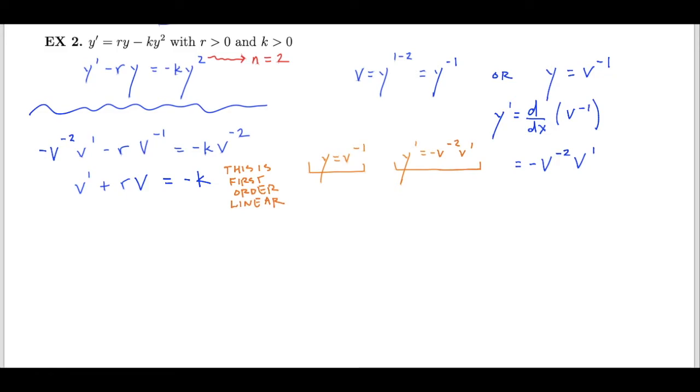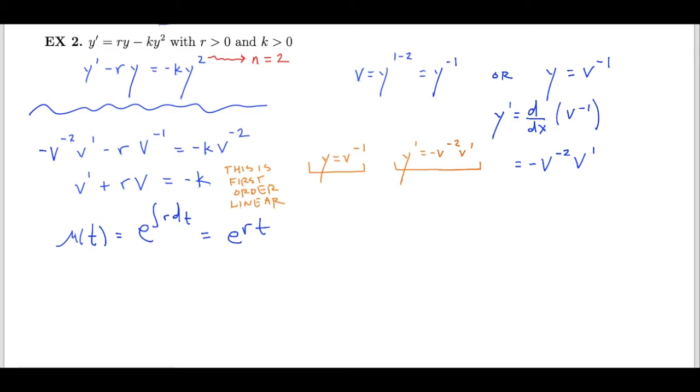This reveals that this differential equation in terms of v is first order linear. That's of course not a coincidence. Any Bernoulli equation in which we've made the appropriate substitution will turn into a first order linear differential equation. So I'll now use the techniques from a couple sections ago in order to solve this first order linear differential equation.